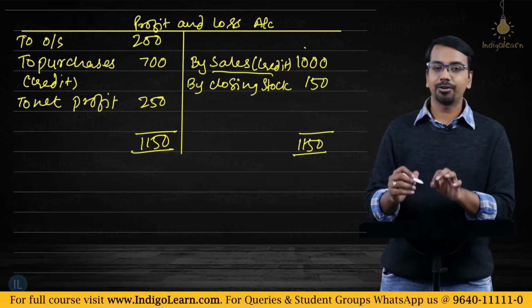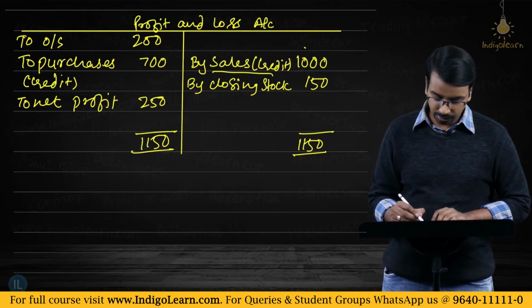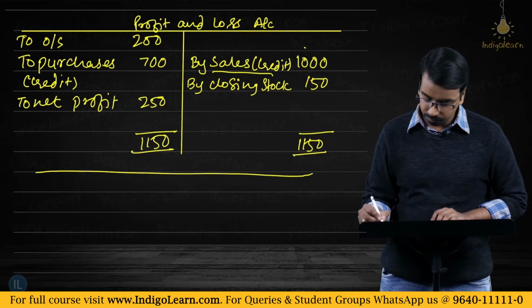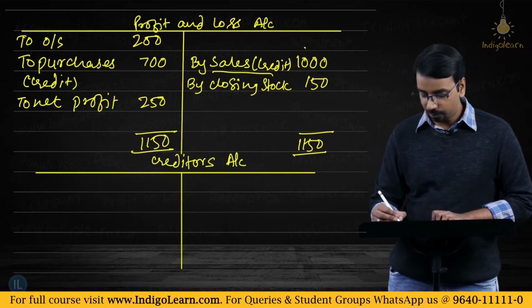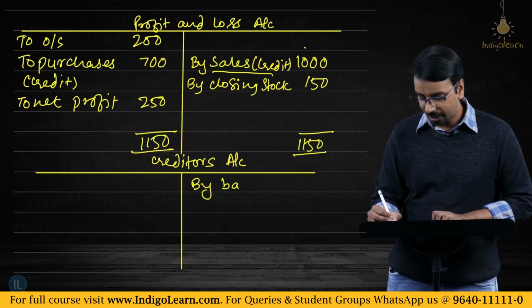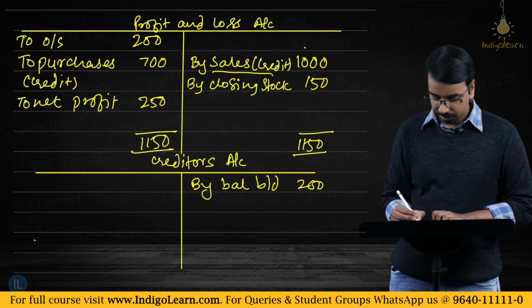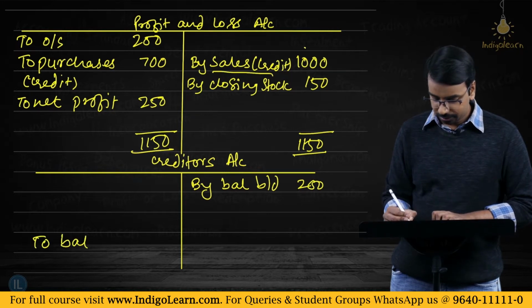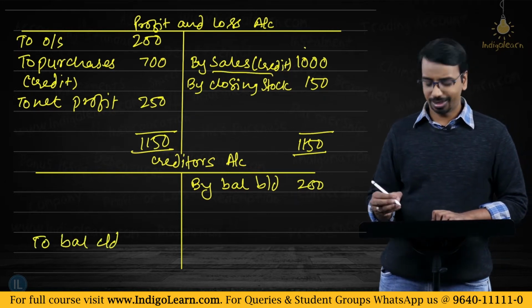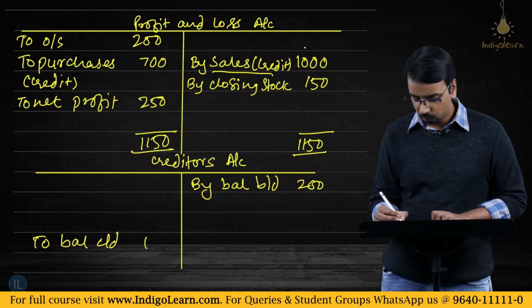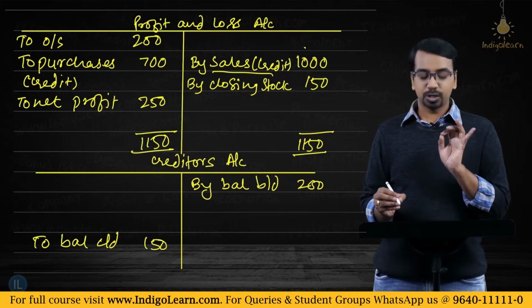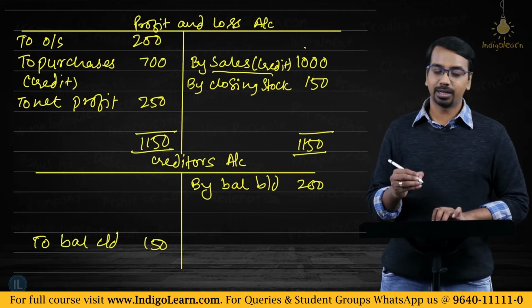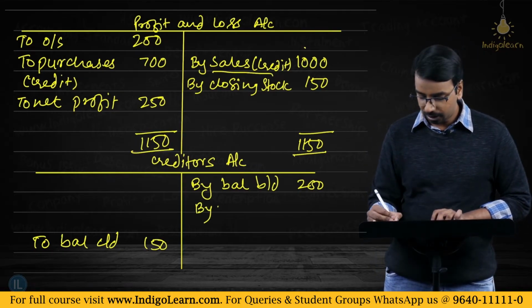So purchases of 700 is on credit, and because we have purchases, let's draw a creditors account. Assume there is some opening balance. So by balance brought down of some 200 rupees, and to balance carried down, let's say of some 150 rupees. I'm just using round numbers. Now when we made these purchases, we would have credited the creditors account.